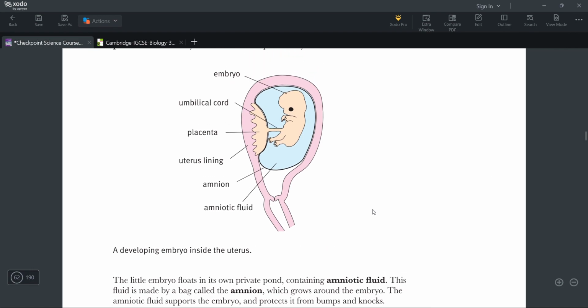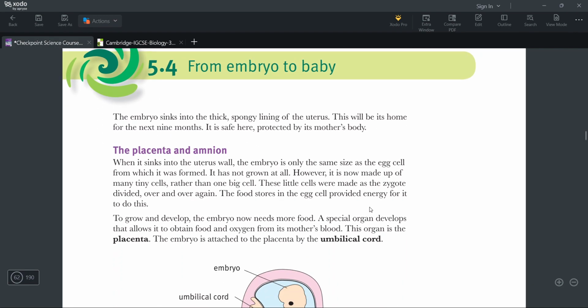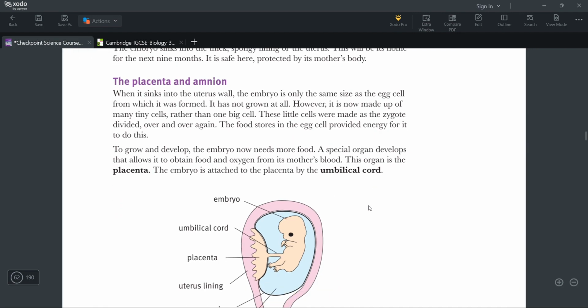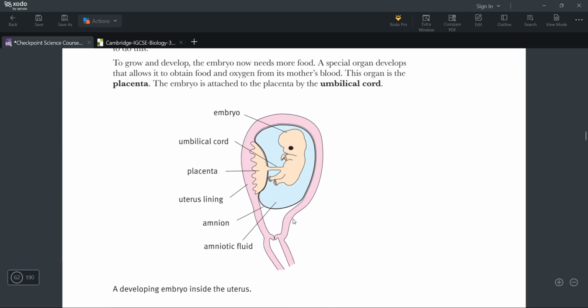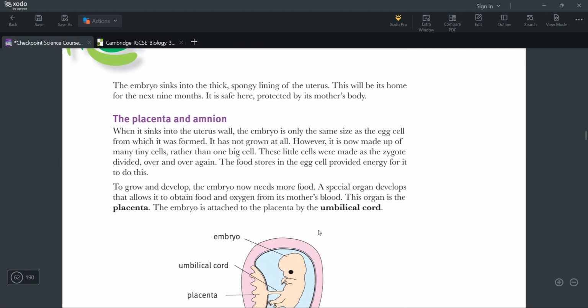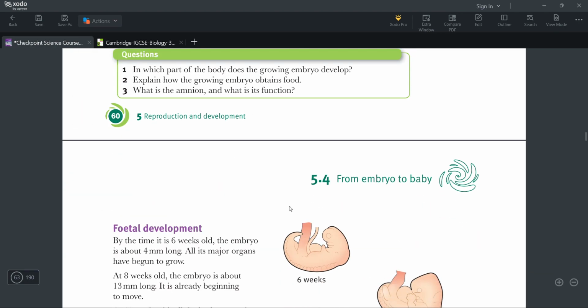Okay, so the big tools that allow the shift from embryo to fetus and then to baby are your placenta, umbilical cord, and your amnion, and the amnion is filled with amniotic fluid. So have a look at these questions, but they should all be answered here within this little section over here.